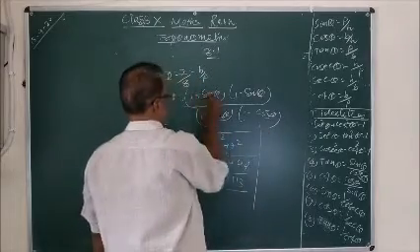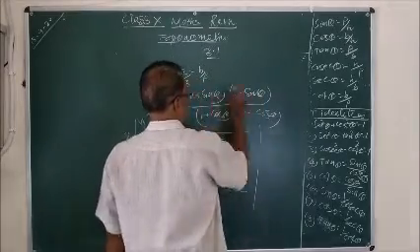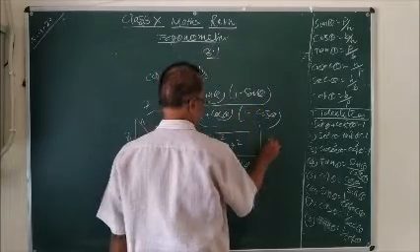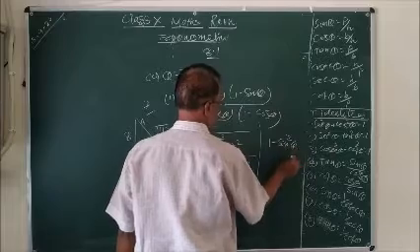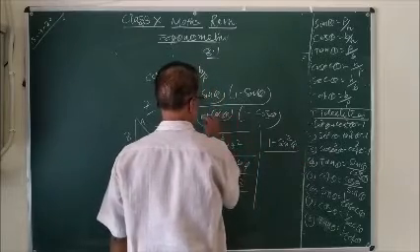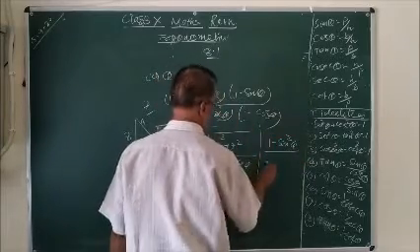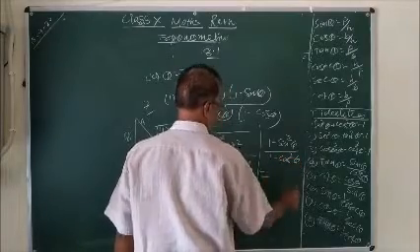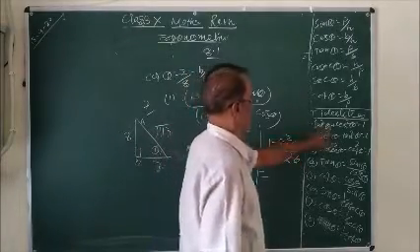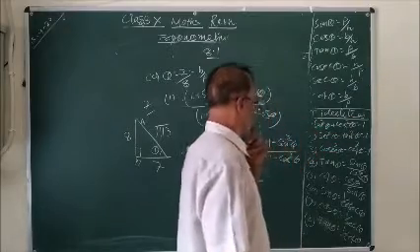Again, (a + b)(a − b), the algebraic identity, you will use: a² − b². That is, 1 − sin²θ. And similarly, (1 + cos θ)(1 − cos θ) will also be 1 − cos²θ. And now you see this identity: sin²θ + cos²θ = 1.